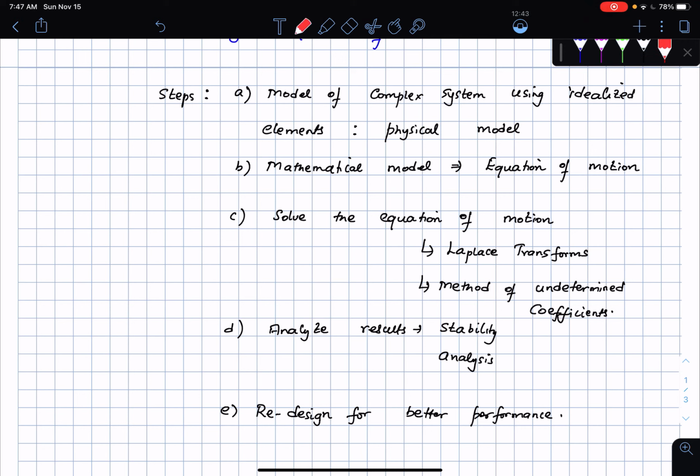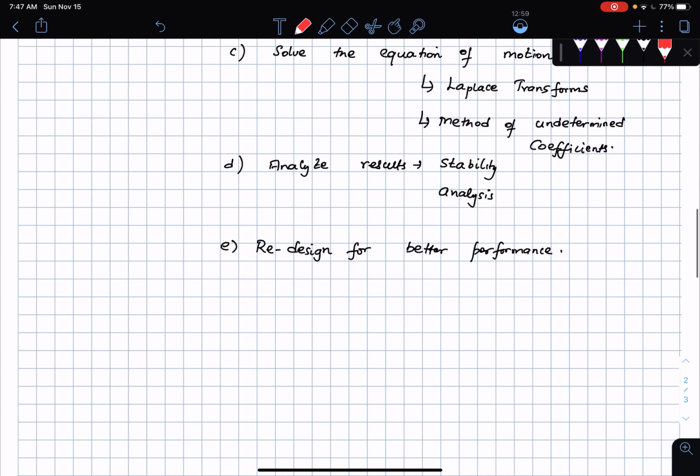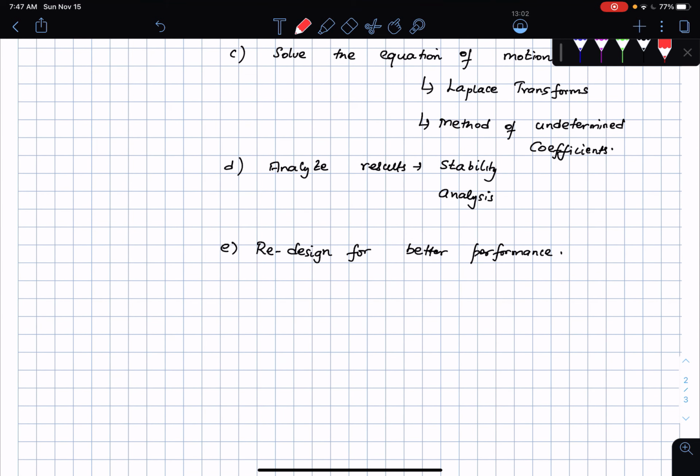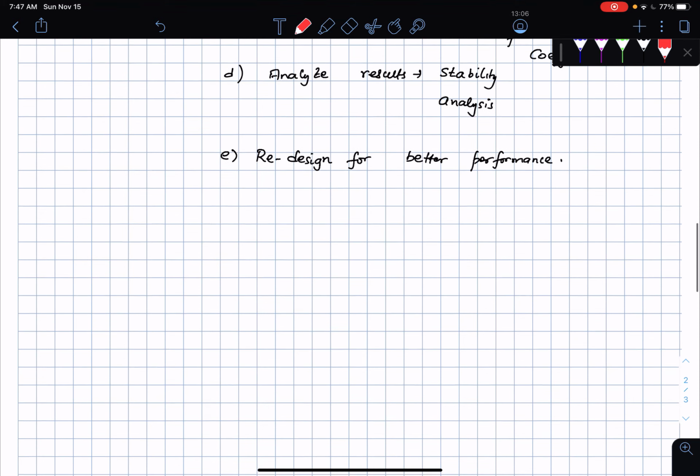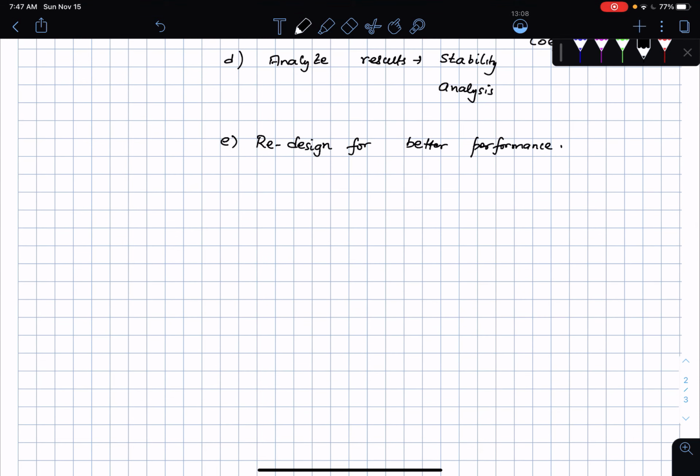In our course, we will be limiting ourselves to the first two steps. Okay, we take a model of a physical system in the form of springs and dampers and masses, and then we come up with the equation of motion. Okay, all right. Now let us look at some idealized elements that are used to model the complex parts or elements of a mechanical system.